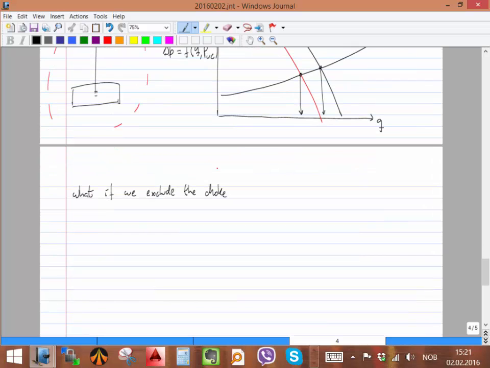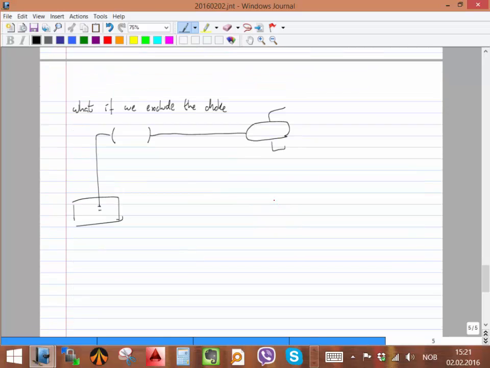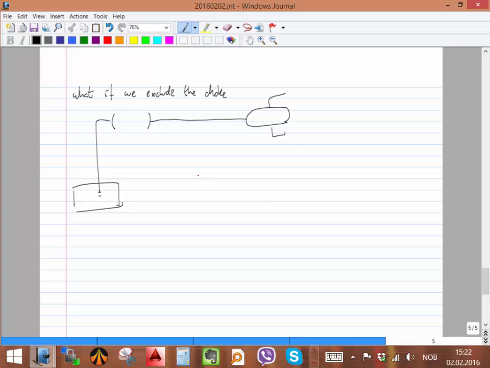Now, what if we exclude the choke from our analysis? We have our well, then an empty space where something goes in between, and then the pipeline and the separator. I get exactly what I had before, right? Let's call this pressure point P wellhead, versus Q. Then we have the available curve and the required curve, and this is my equilibrium rate. No choke. Now what happens if I want to produce a rate lower than Q equilibrium?